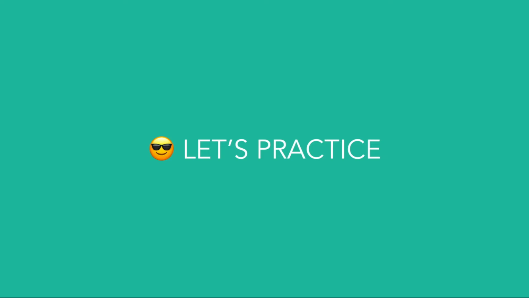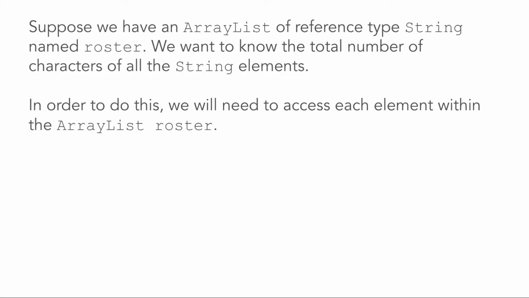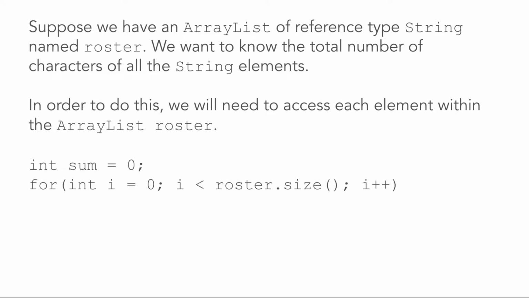Let's practice. Suppose we have an array list of reference type string named roster. We want to know the total number of characters of all the string elements. In order to do this, we will need to access each element within the array list roster. Let's start by initializing a variable that will store the sum or total number of characters. Now, let's set up a traversal. I chose an indexed for loop, but feel free to use others.